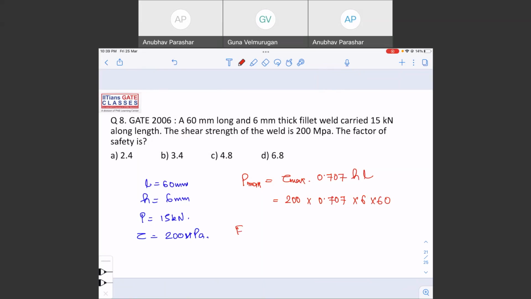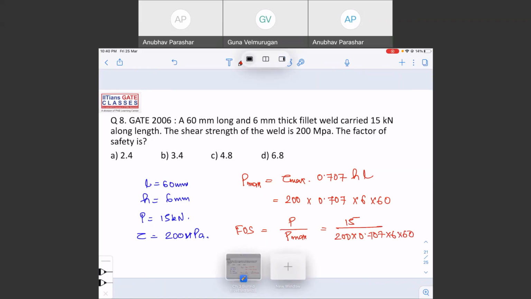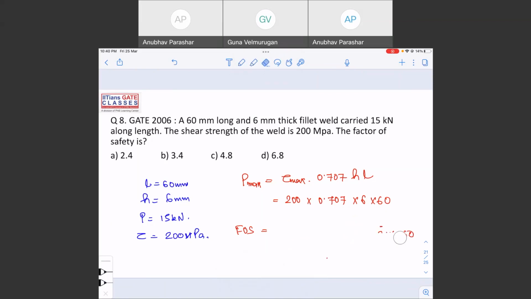Right, so what is the factor of safety? Factor of safety is equal to the load applied P divided by P max. That is equal to 15 divided by 200 into 0.707 into 6 into 60. Sorry, I reversed it. It is 1 upon factor of safety, P max by P. Factor of safety will always be greater than 1. So 200 into 0.707 into 6 into 60 divided by 15, and if you calculate it, it will come out to somewhere around 3.4.